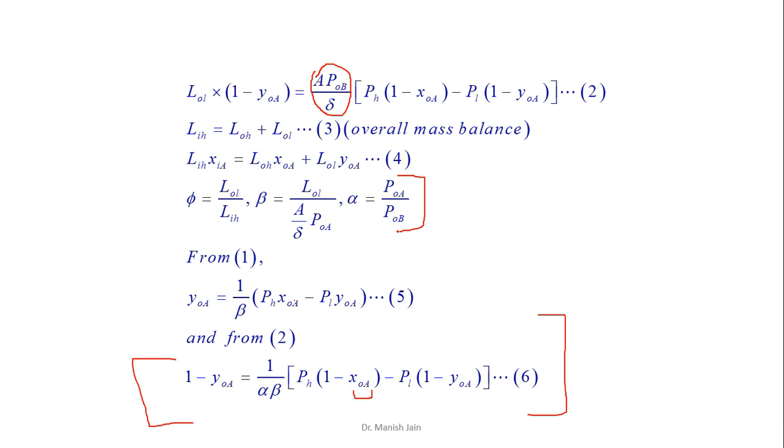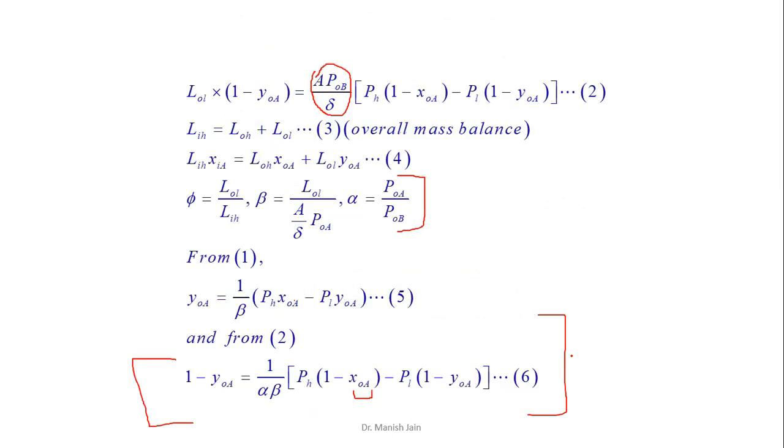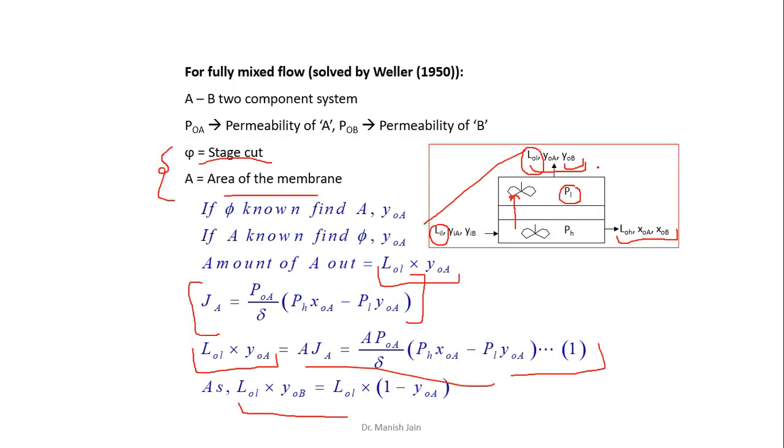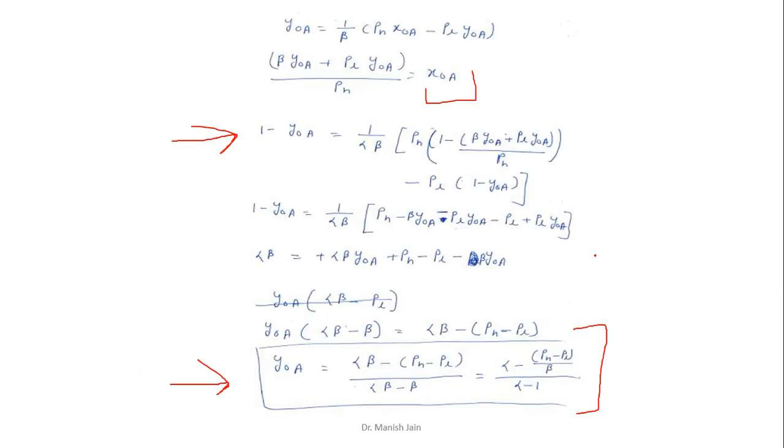The selectivity of the membrane will be given to you. It is a physical property of the membrane. PH minus PL is the pressure difference across the membrane, and that is the operating condition. When you operate the membrane module, you have to input the pressure at the feed side and the pressure at the permeate side. So this is the operating condition, and that will also be given to you.